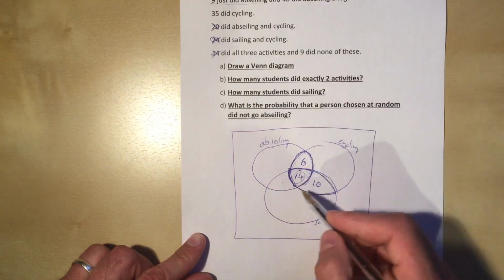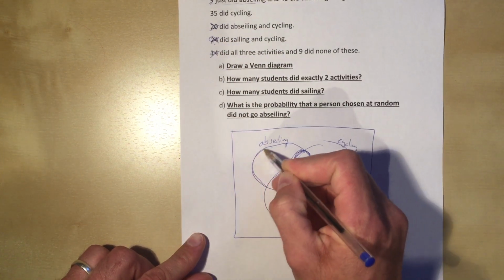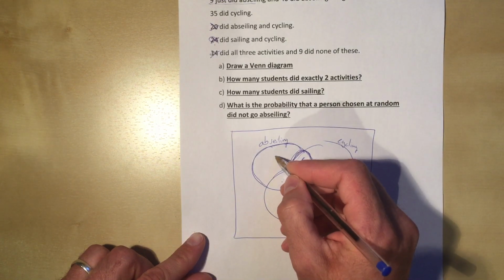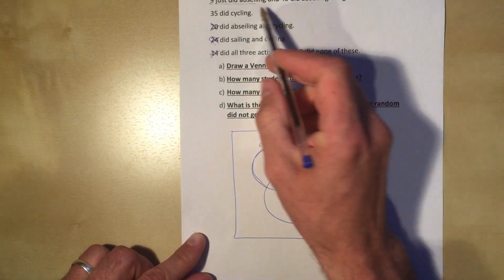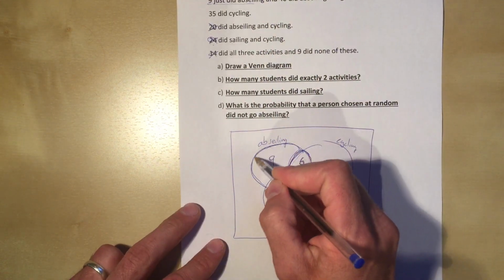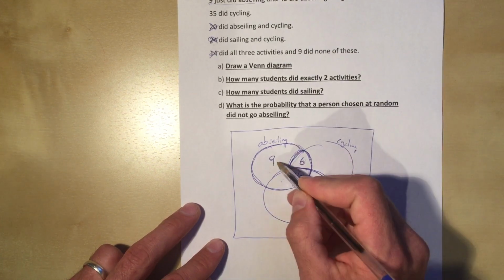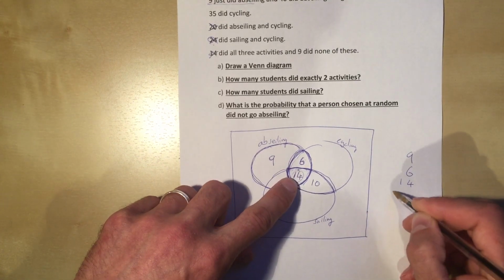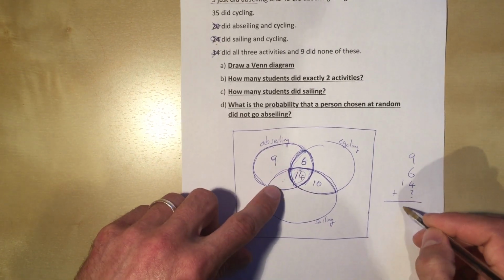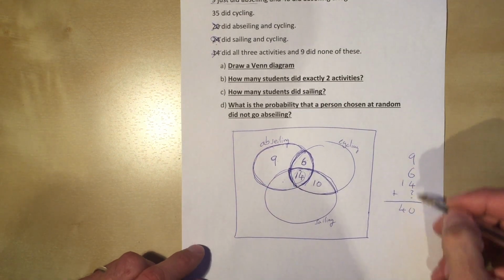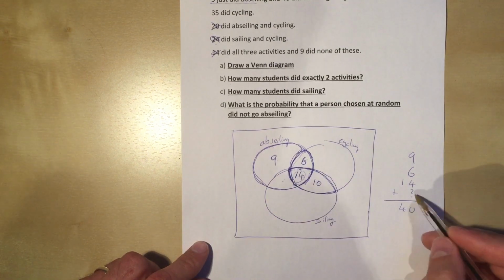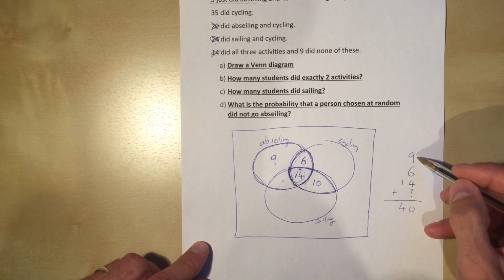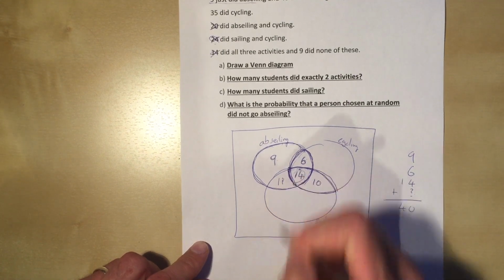It tells us 9 did just abseiling, and the just abseiling part is this part here. Okay, it's in the abseiling circle, but it's not in the cycling circle, it's not in the sailing circle. So we can fill in 9 there, and then it tells us 40 did abseiling altogether. So this circle here is the abseiling circle. So we've got 9, 6, and 14, and something gives us a total of 40, and that something is going to go in here. Well, 6 and 14 is 20, add 9 is 29, so that something is going to be 11.